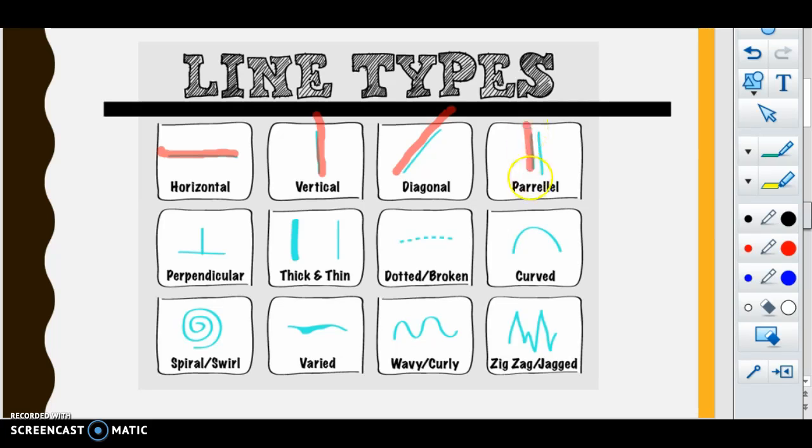Then there's parallel, and parallel lines never cross. So you will never see a parallel line crisscross like that. They will always be going side by side in a parallel form. Then there's perpendicular, where there's one flat and one vertical, so one horizontal and one vertical line, and they do cross, they do intersect.